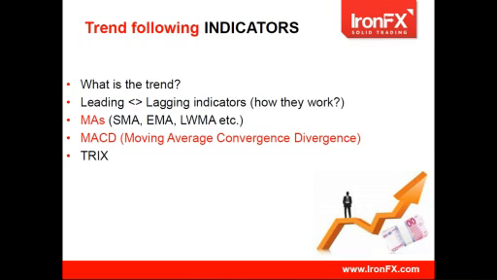Now, if we are talking about trend following indicators, the very basic ones are the moving averages. There are lots of types of moving averages like the SMA, EMA, LWMA. These are the simple moving average, the exponential moving average, the linearly weighted moving average, and there are others as well. The only difference between these moving averages is the calculation method.